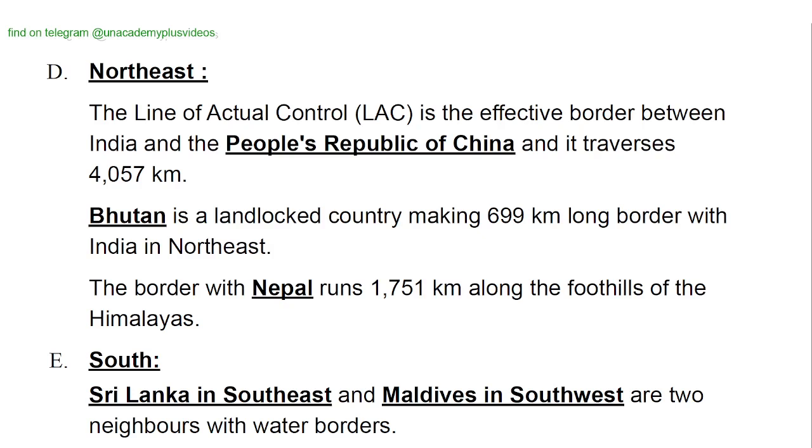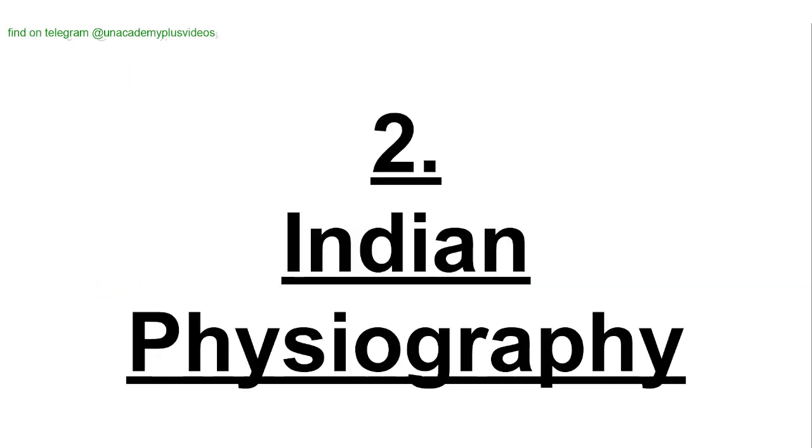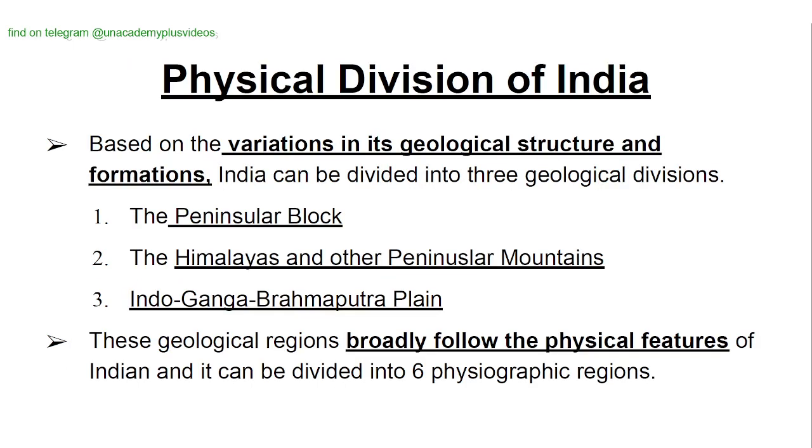Bhutan is a landlocked country making a 699-kilometer-long border with India in the northeast. The border with Nepal runs 1,751 kilometers along the foothills of the Himalayas. South: Sri Lanka in the southeast and Maldives in the southwest are two neighbors with water borders. Indian physiography. Physical divisions of India.